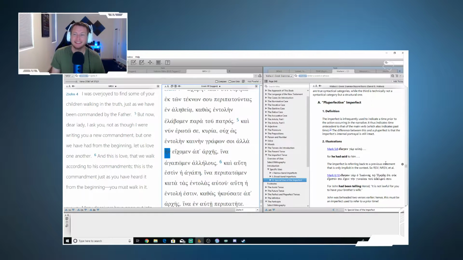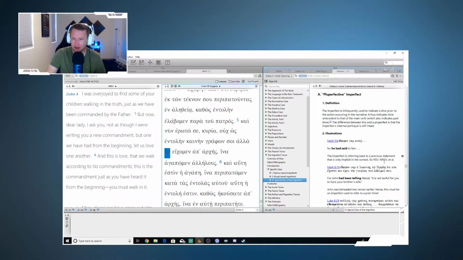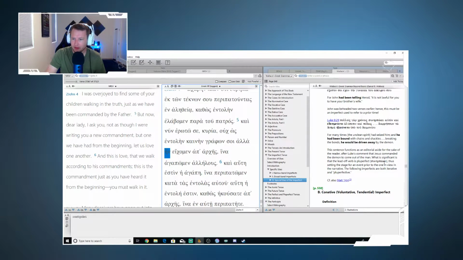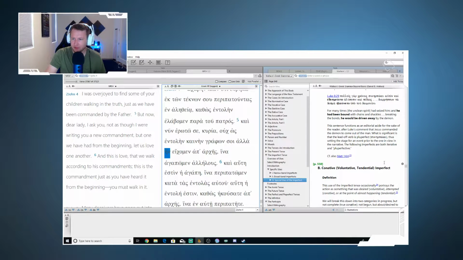The pluperfective imperfect. This could be it. The imperfect is infrequently used to indicate a time prior to the action occurring in the narrative. It thus indicates time antecedent to that of the main verb, which also indicates past time. The difference between this and a pluperfect is that the imperfect's internal portrayal is still intact. He had said to him. He had been telling. He had been bound. That could be the case here.